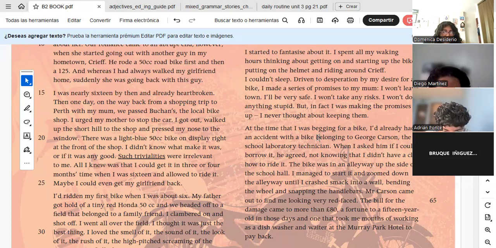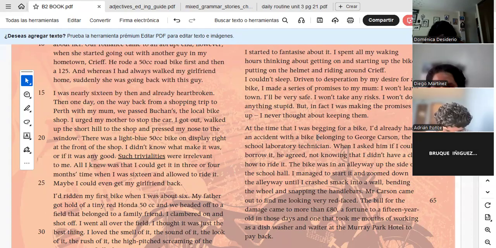The bill for the damage came to more than 80 pounds, a fortune for a 15-year-old in those days, and one that took me months of working as a dishwasher and waiter at the Murray Park Hotel to pay back.